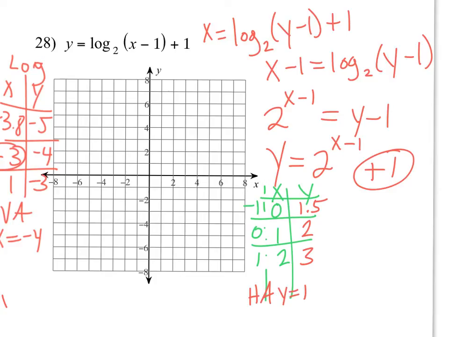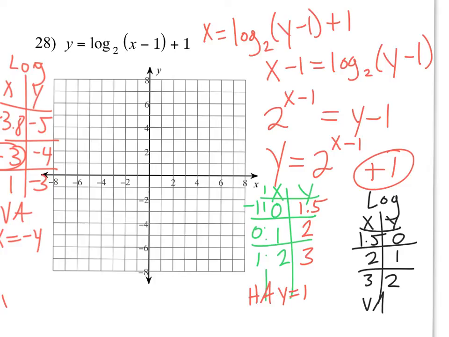So then when I go to do the log version of this, we're going to have points of 1.5 and 0, 2 and 1, 3 and 2, and a vertical asymptote at x equals 1. So we get 2, 1, 1.5, 0, and 3, 2. And if I graph this thing, it's going to look something like this.